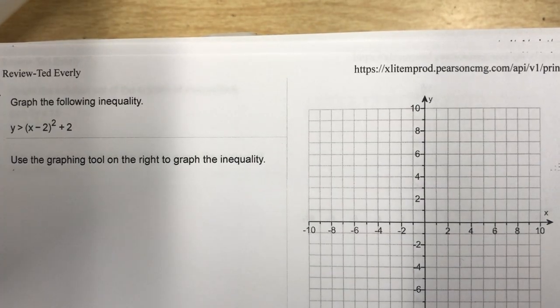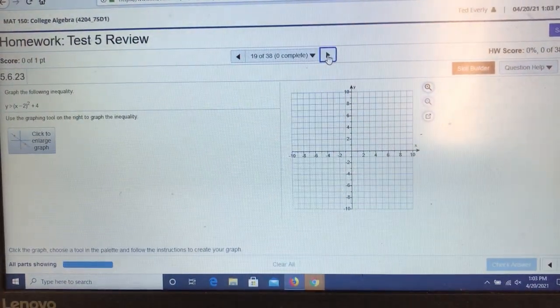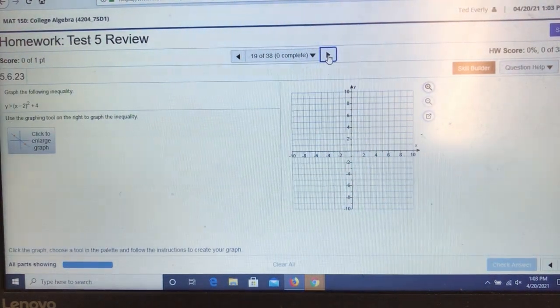Let's see, I got too much stuff. Move this out of the way. And we're going to graph this thing here. All right, so here we go. All right, so we're going to graph this.